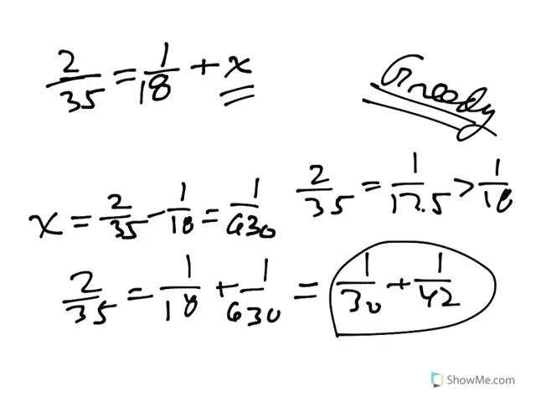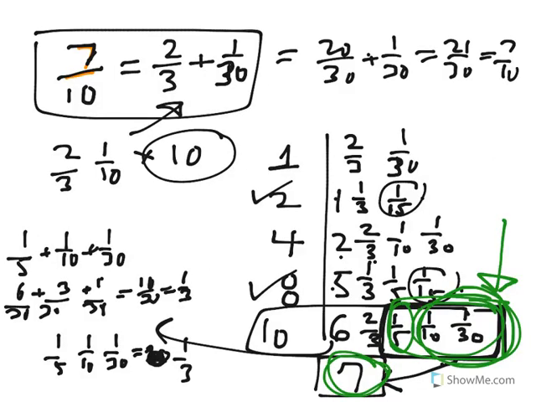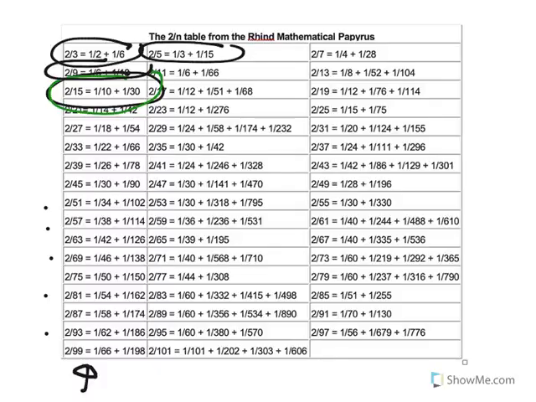Now, how would they have gotten this one? Well, they wouldn't have used the greedy algorithm. They'd have to use some other way. If I look at the actual chart, 2/35, which one did they use for that? They used 1/30 plus 1/42. There's different tricks they have. Like I said, these aren't even unique.